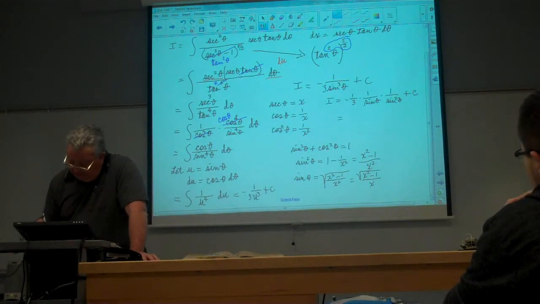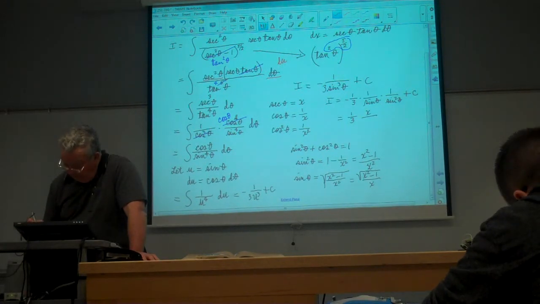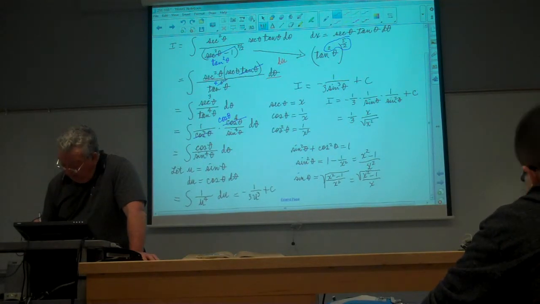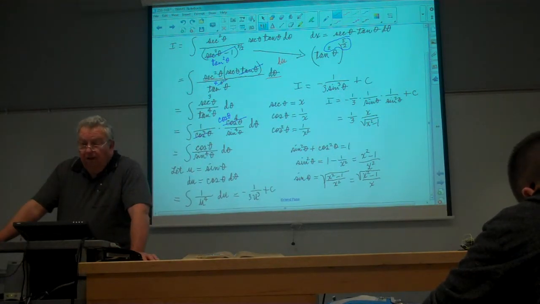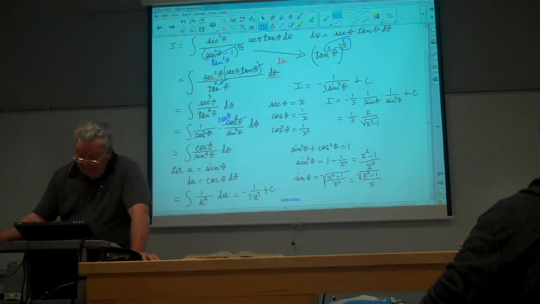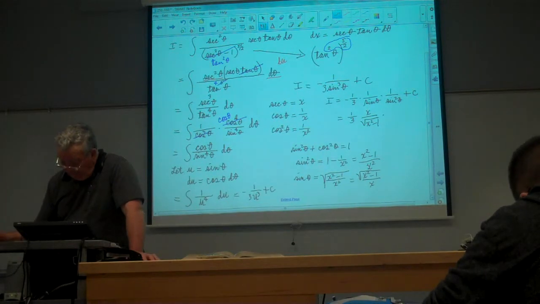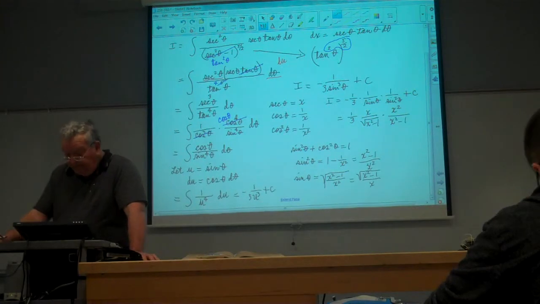So I is equal to 1/3 times x over the square root of x squared minus 1. Why did I invert it? It was in the denominator, right? Right? Times x squared over x squared minus 1.